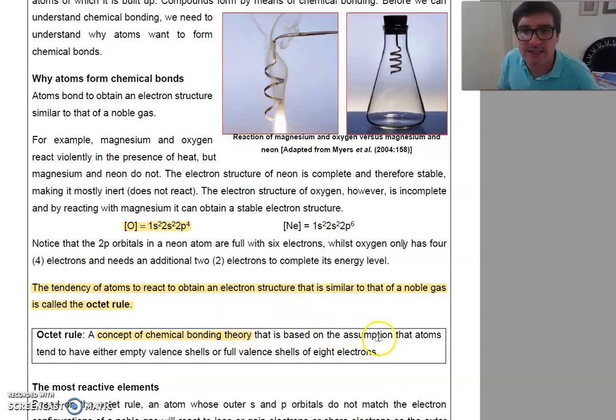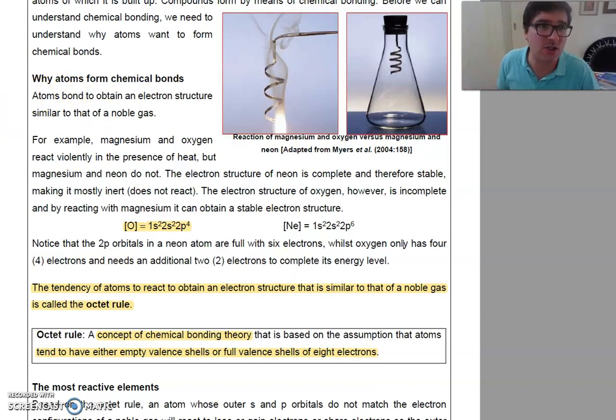So that's based on the assumption that atoms tend to have either empty valence shells or full valence shells of 8 electrons. Now, what is a valence shell again? The valence shell is the outer shell of electrons.